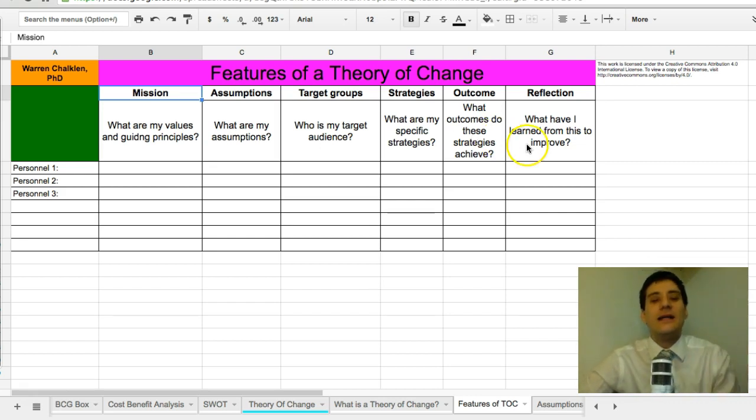Finally, let's reflect. What have I learned from this process? What have I learned from going through this systematic process of envisioning and aligning what we do with the results that we want? And how can we improve that? How can we tweak that? How can we make that better? And how can we use this to invest in the next step, in the next process of renewal, of efficiency, effectiveness, and improvement?